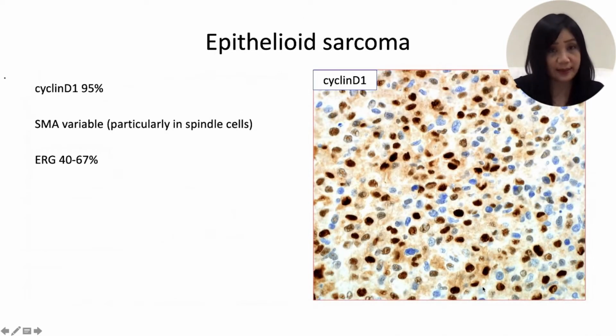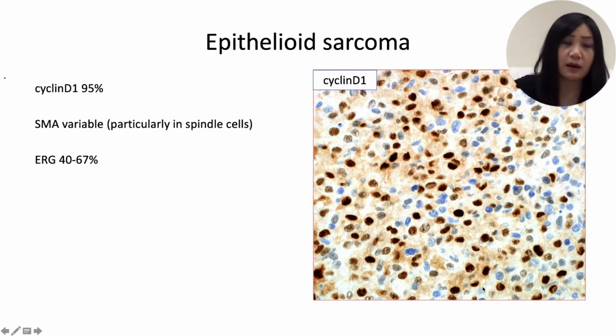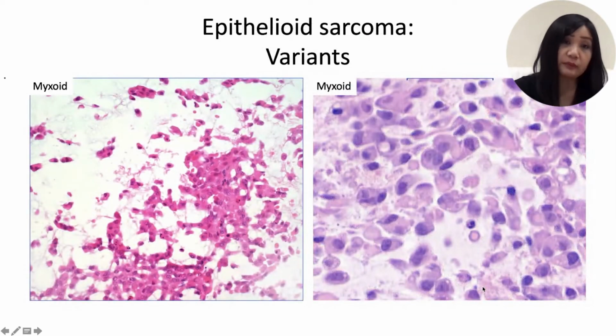There can be variable cyclin D1. I don't know that many people would really use this. There can be variable SMA, particularly in the spindle cell component. And importantly, between 40 and 65% can show ERG expression, i.e., we can mistake epithelioid sarcoma for an epithelioid vascular neoplasm, such as epithelioid angiosarcoma. So 40 to 65% are ERG positive.